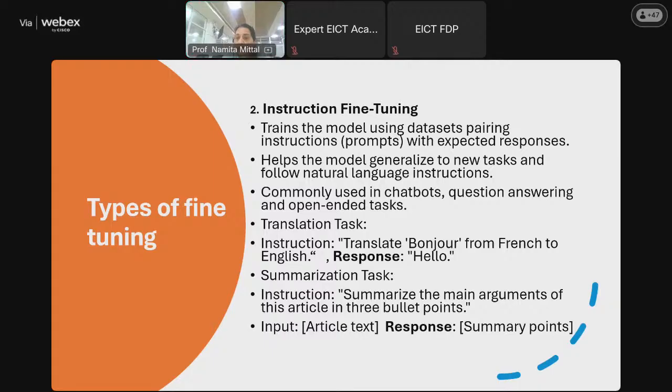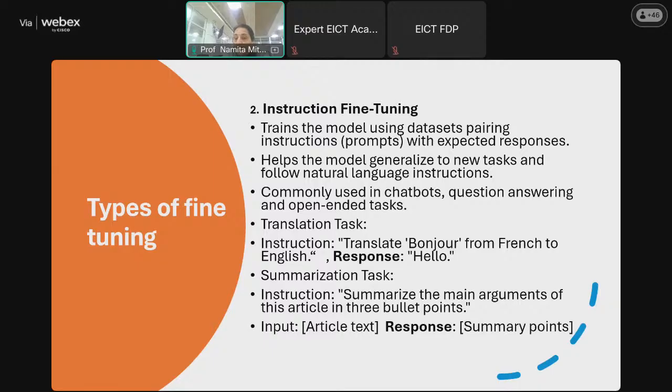It means kind of a prompt we are adding on it. So we need to train the model using datasets pairing instruction. Earlier in the supervised fine tuning, there were data X and Y. X is input, Y is label already. Here we have a dataset which is having the instructions and what is the expected outcome, right? That's more or less like X and Y both. So it helps the model generalize to new tasks and follow natural language instruction.